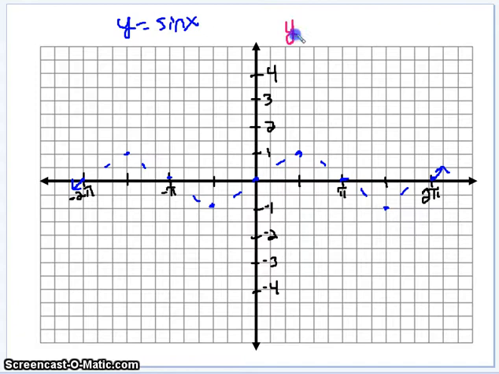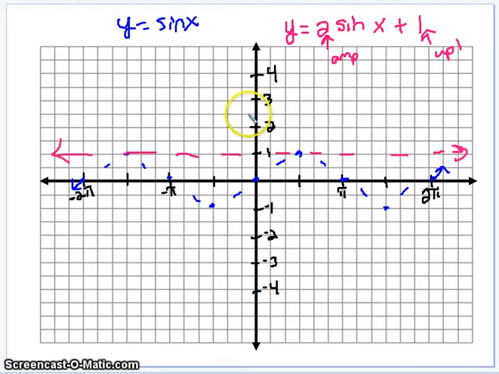Now, let's try something that's a little more interesting. If I give you y equals 2 sine of x plus 1, here we have a 2 in the front, which is an amplitude change, and then we have a vertical shift of up 1. So I'm going to draw in my new x-axis for my vertical shift, knowing that sine starts at 0, 0. Even if I multiply 0 by 2, that's still going to be 0.